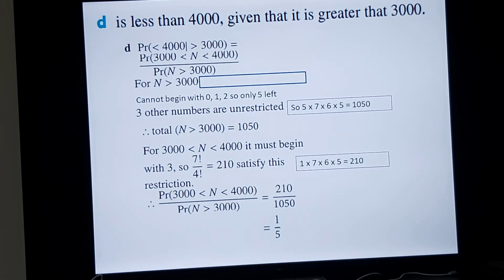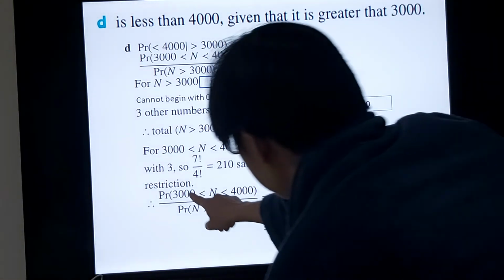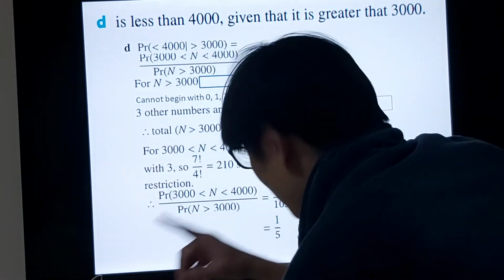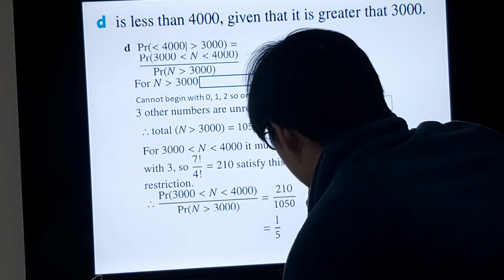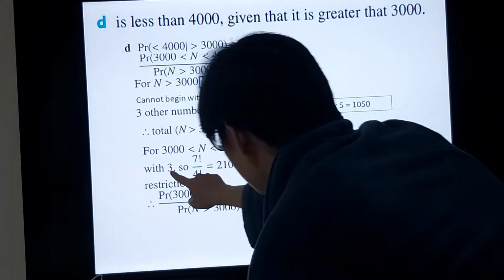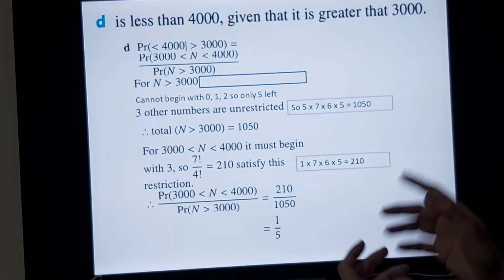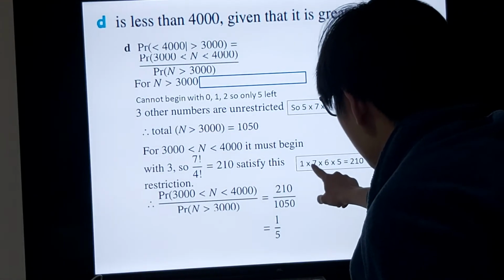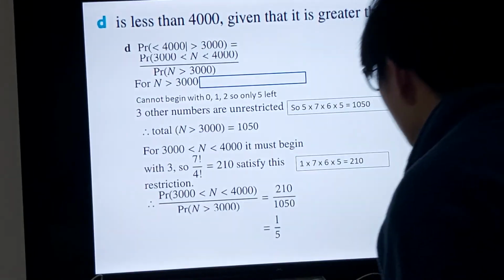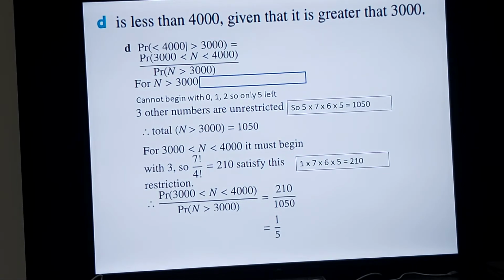Then, what is the number of samples which is between 3,000 and 4,000? For that to be the case, it has to start with 3. So the first digit has to be 3. You've taken one choice, so that is 1. And after taking out 3, you have 7 more digits left, so 7, 6, 5. So the total is 210. So the probability is 210 over 1050.